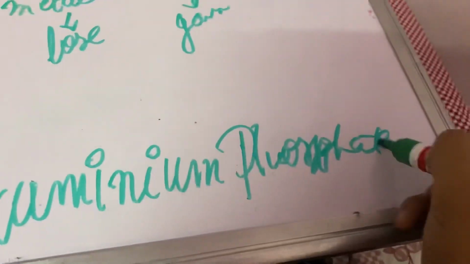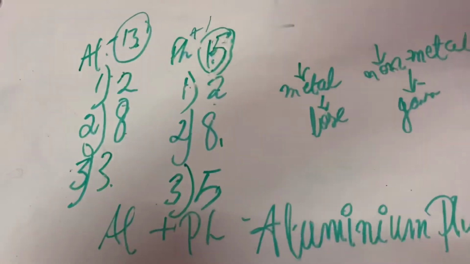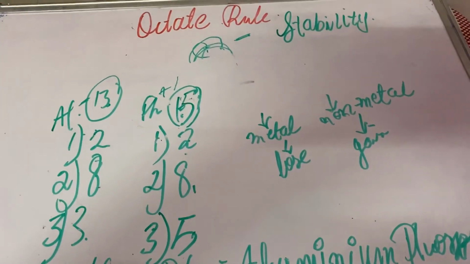So I hope the example is clear. This was all about the octet rule. I have explained this with the help of an example also.